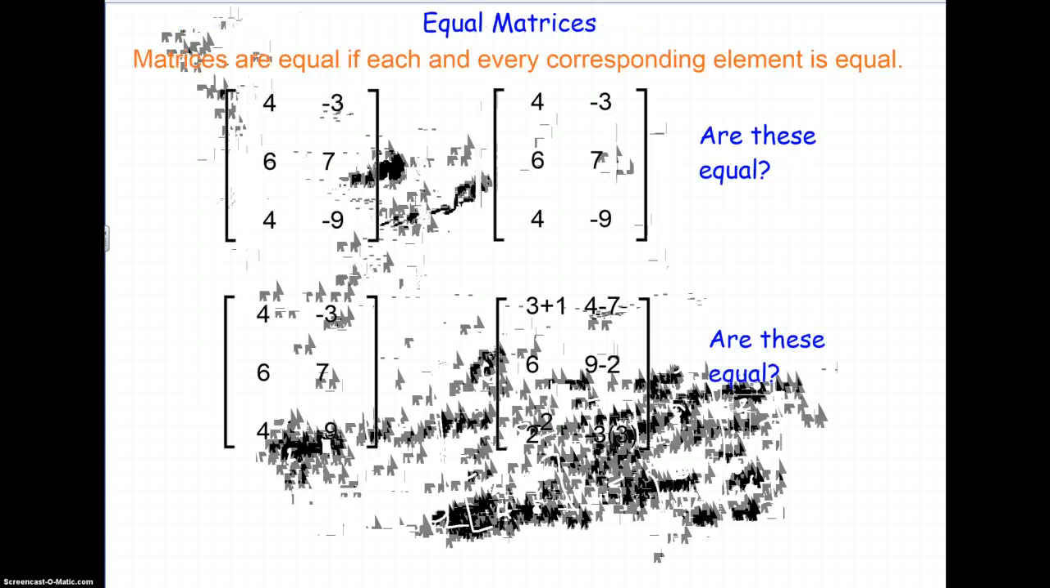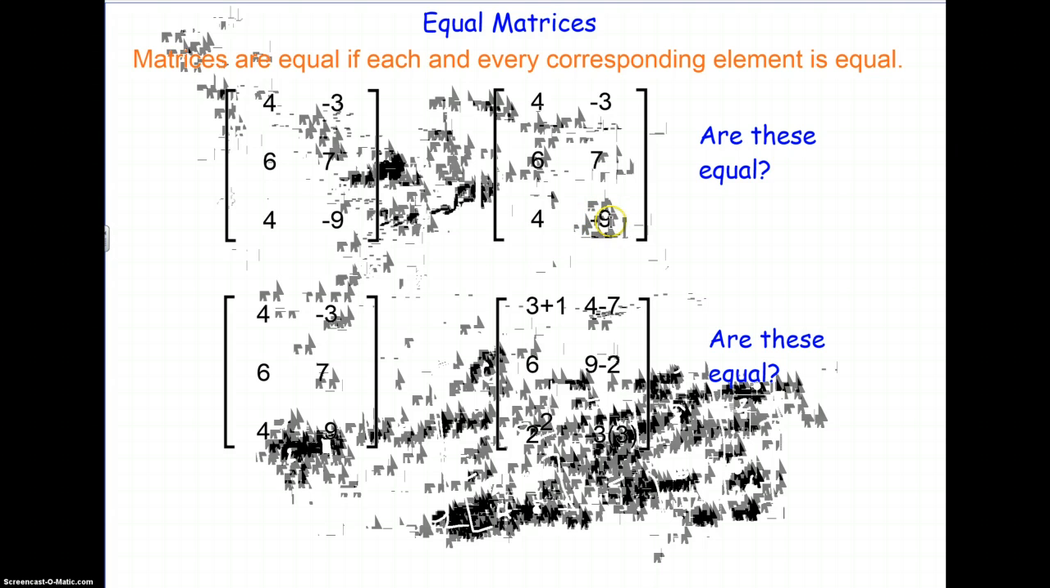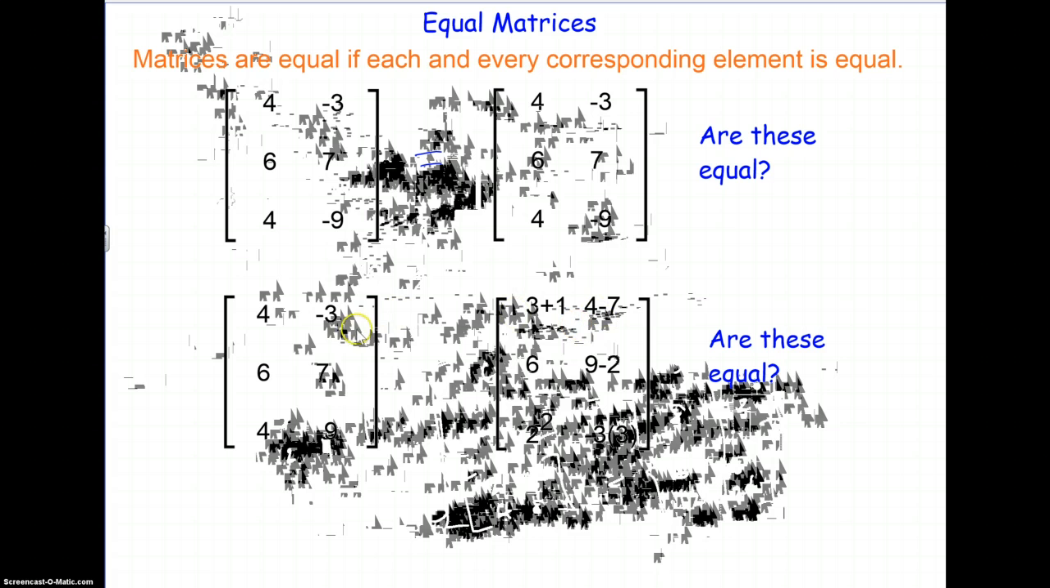If two matrices are equal, then they have corresponding elements that are equal. So 4 is equal to 4, negative 3 is equal to negative 3. Every single one of them has to be equal. If all of them but one are equal and the last one is not, then they're not equal. But in this case, these matrices are equal. Looking down here, the elements don't look the same. 4 and 3 plus 1 don't look the same, but 3 plus 1 happens to equal 4, of course. 4 minus 7 equals negative 3, and if you check, all of these values are in fact equal, so the matrices would be considered equal.